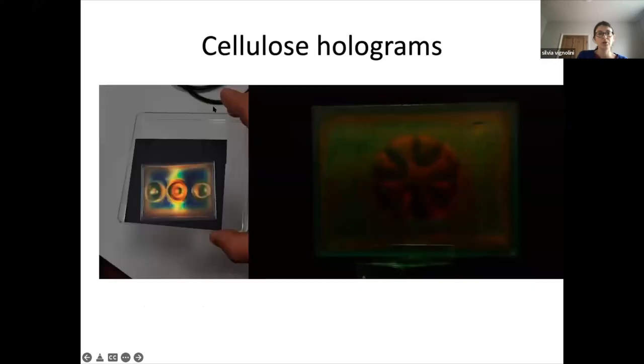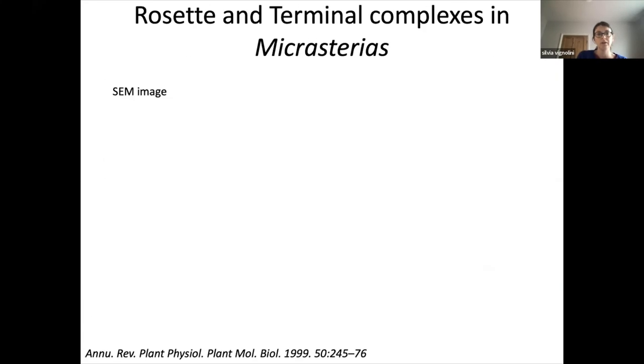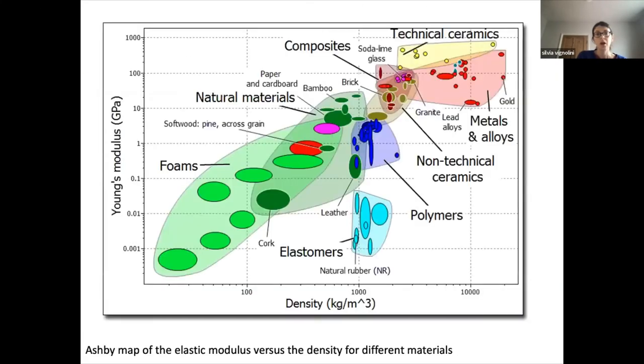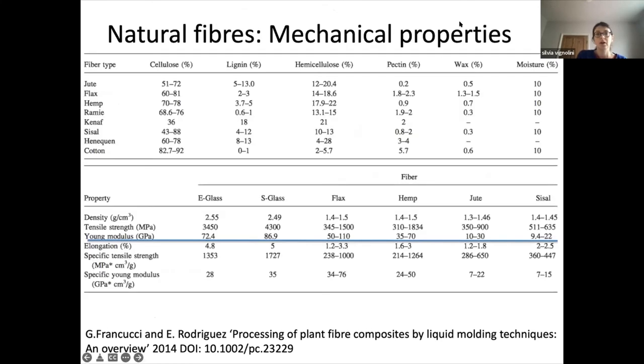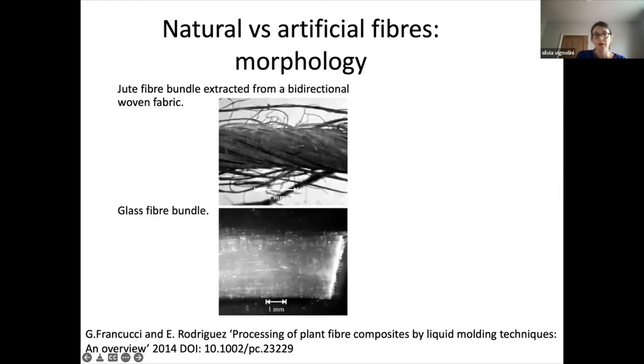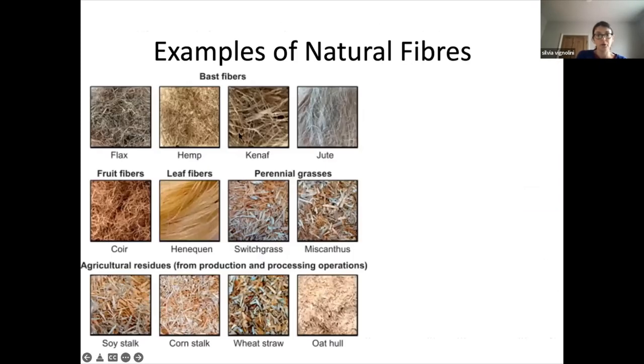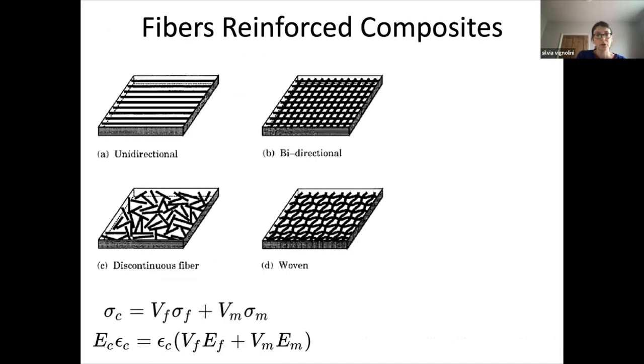I was showing you before on this table, yes? Because of the difference not only in composition, but also in their morphology. No, here was the morphology. Where is the morphology?